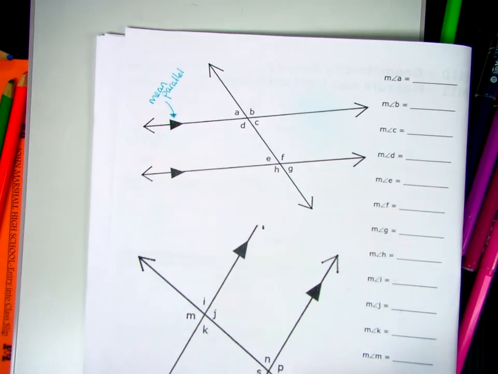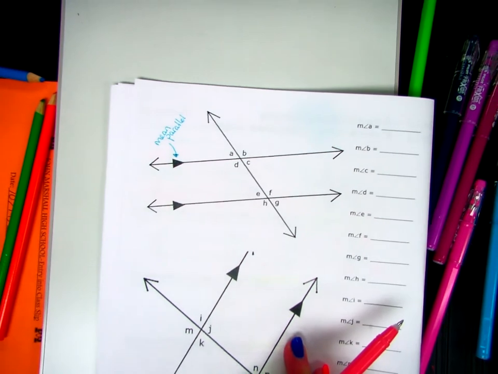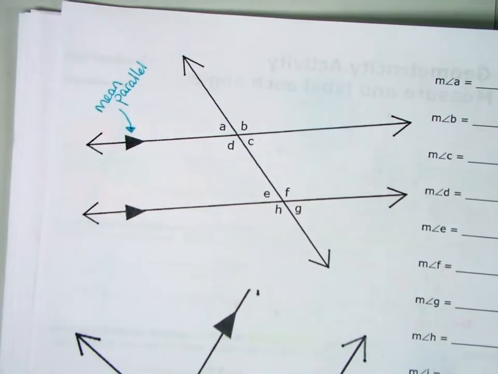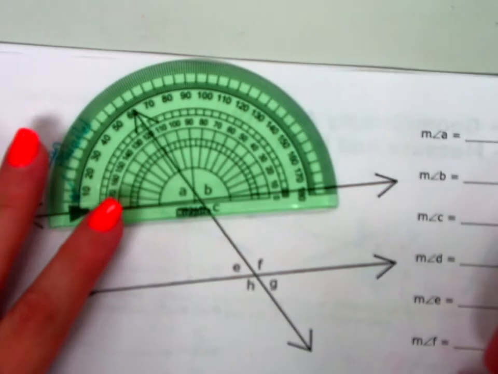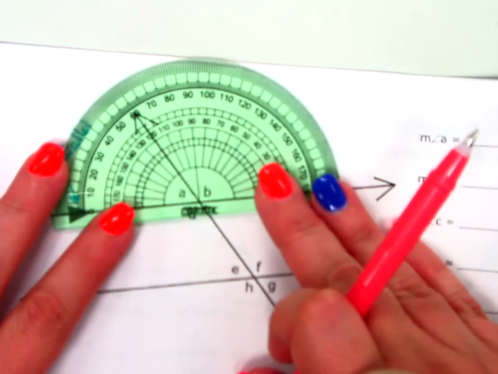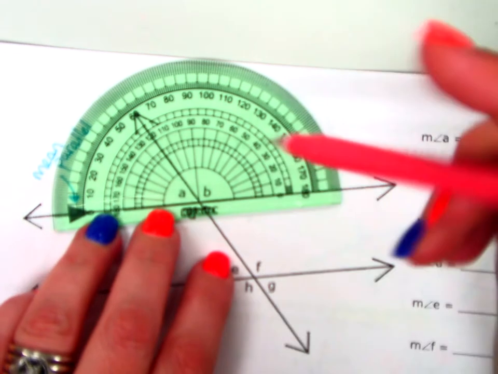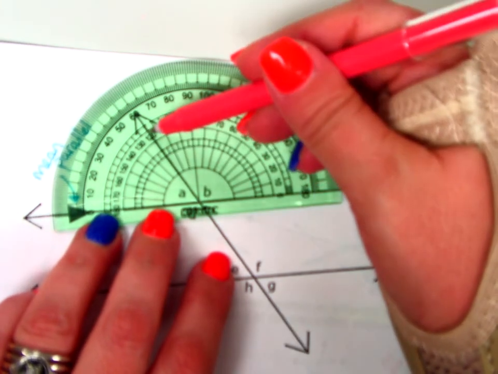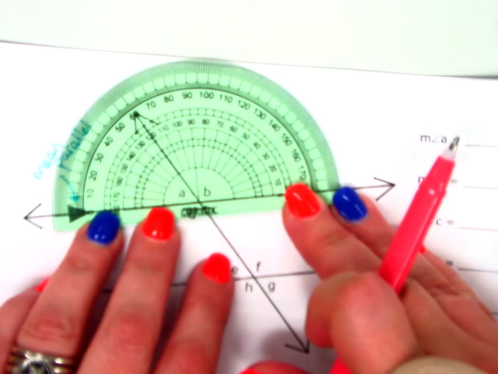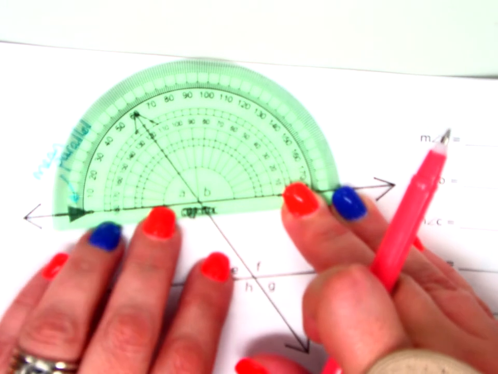A. So if I want to measure angle A, oops, I'm going the wrong way. Be able to see my protractor. When I put my protractor down and I measure and I go out, is that going to be the 120 or the 60? 60. The 60. Couple ways we know that.